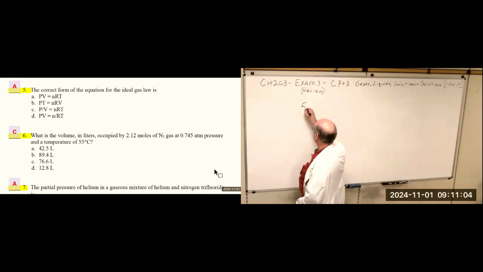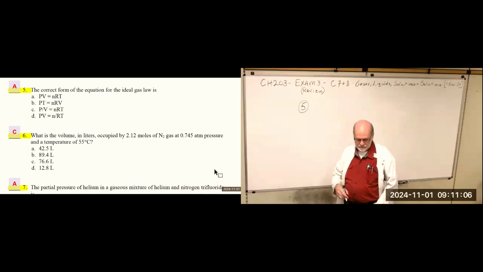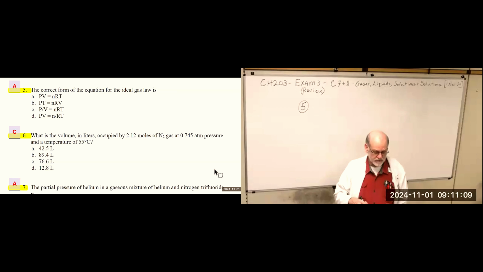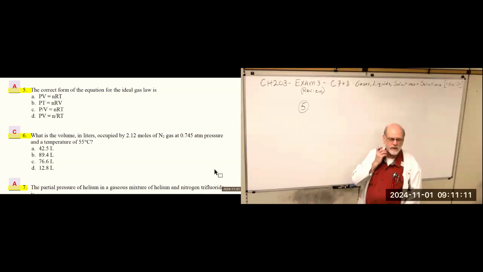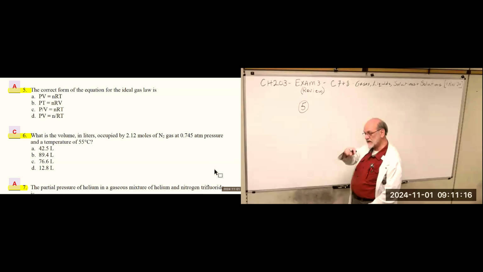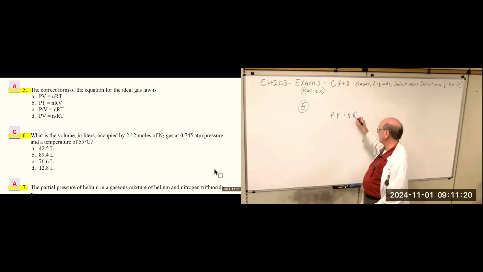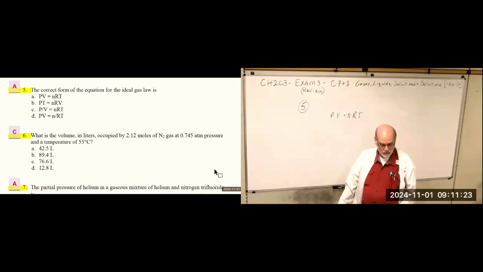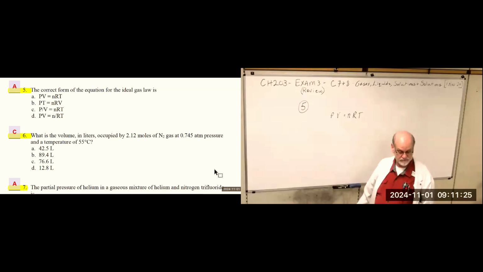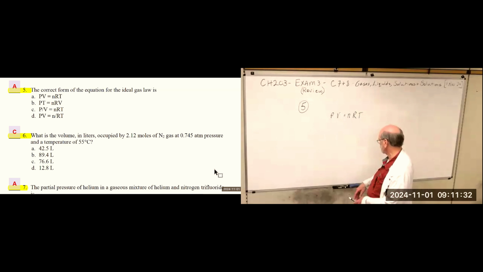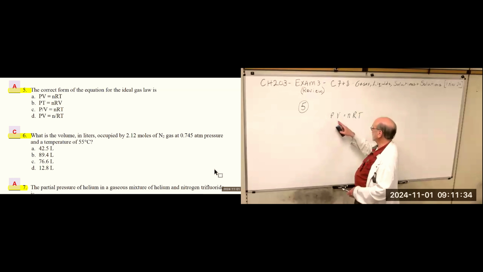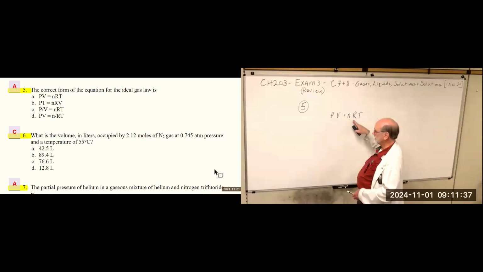Five. The correct formula equation for the ideal gas law. What do we normally see when the gas law is written? We normally see it in a linear fashion, like that. Do we have that one in there? Yeah, first one, A. Don't have to rearrange it to find it to match something. Pressure, volume, moles, temperature, gas constant.